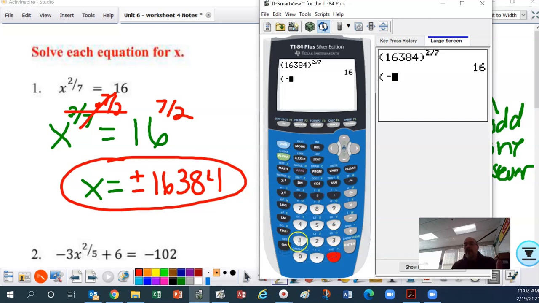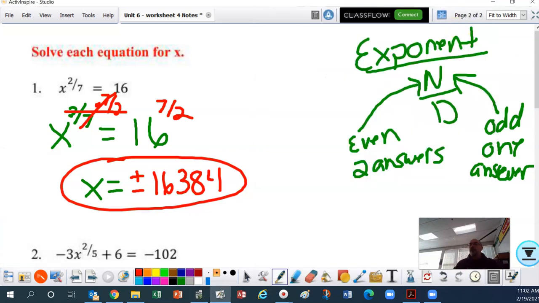If I do the negative 16,384, okay, the negative to the 2/7 power, it's also going to give me 16, right? So when that exponent has an even numerator, you're going to have two answers. All right, let's keep going.